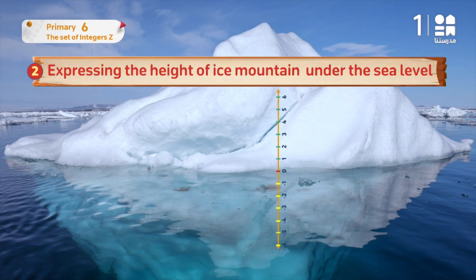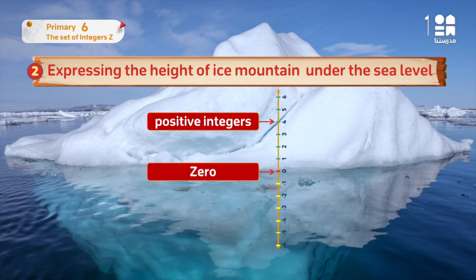Also, if I want to express height, such as an ice mountain under the sea level, I can measure it above the sea level by 1 meter, 2 meters, and so on. But under the sea level, I need to express it using negative numbers. So the positive numbers, the 0, and the negative numbers, I am going to call the set of integers. The positive numbers here can be used to explain the height above the sea level.